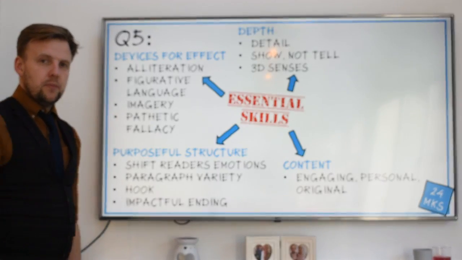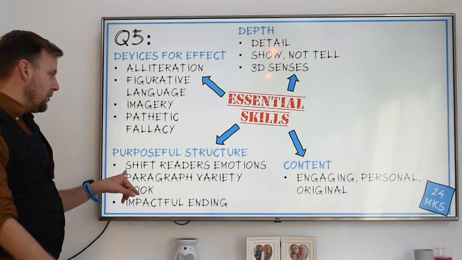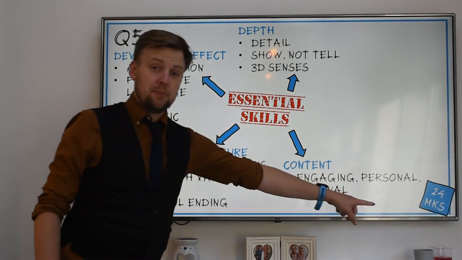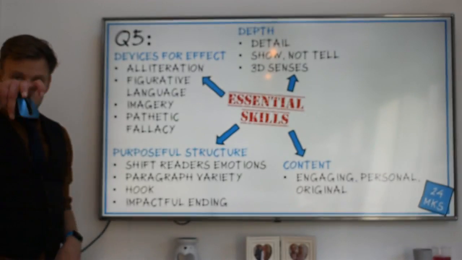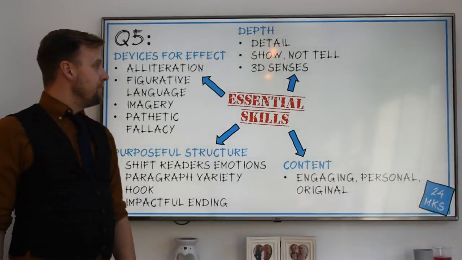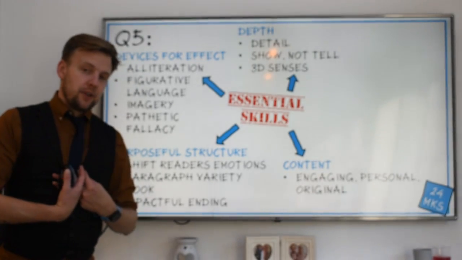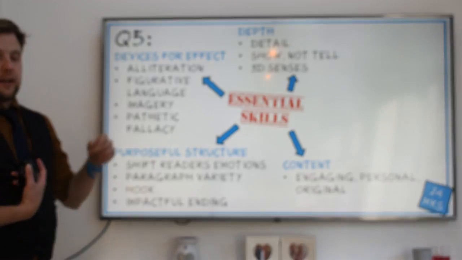Purposeful structure. We've just talked about structure, how it shifts the reader's emotions. Paragraph variety is tied into this big mark here. A hook to hook our reader in at the start, an impactful ending, okay? Now, I'll let you in a little bit on the strategy, a little teaser for going forward. I don't think it's very easy to do all these things in 40 minutes off the bat first time. It took J.K. Rowling 7 years to write Harry Potter.